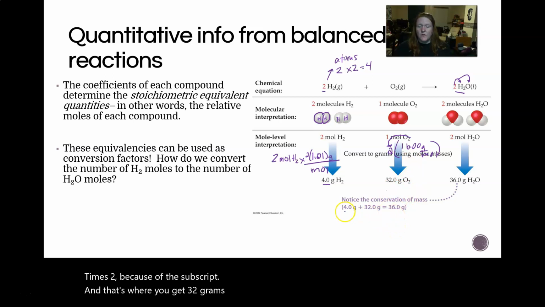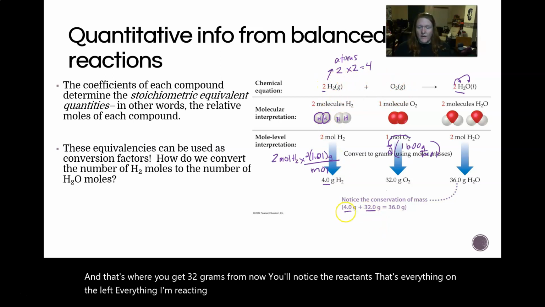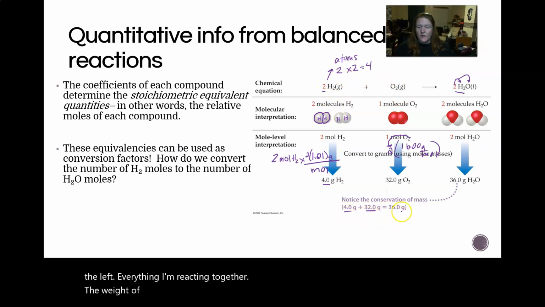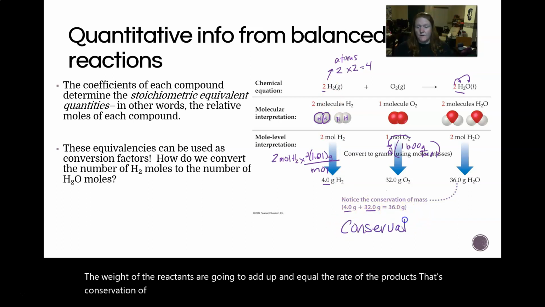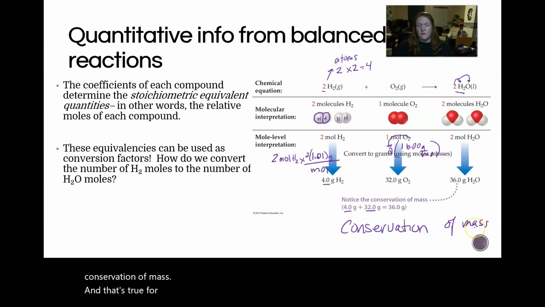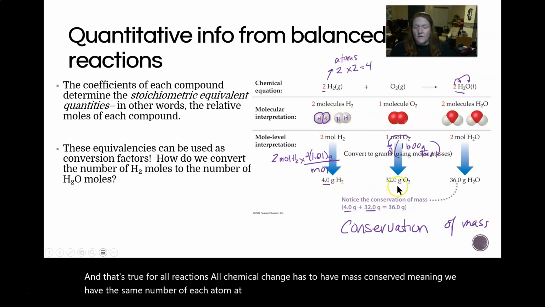Okay. Now you'll notice the reactants, that's everything on the left, everything I'm reacting together. The weight of the reactants are going to add up and equal the weight of the products. That's conservation of mass. And that's true for all reactions. All chemical change has to have mass conserved, meaning we have the same number of each atom at the end, and we have the same total mass in the beginning that we have at the end.